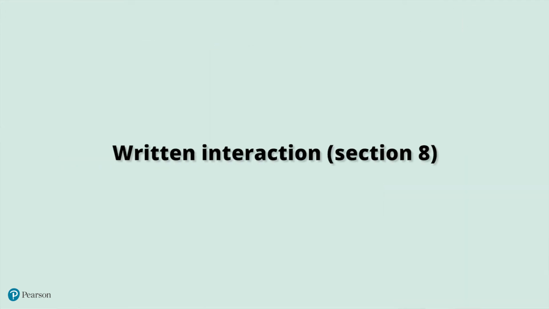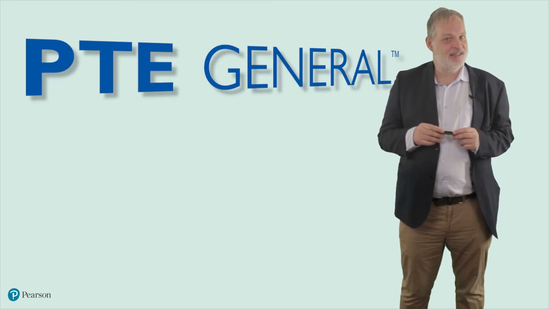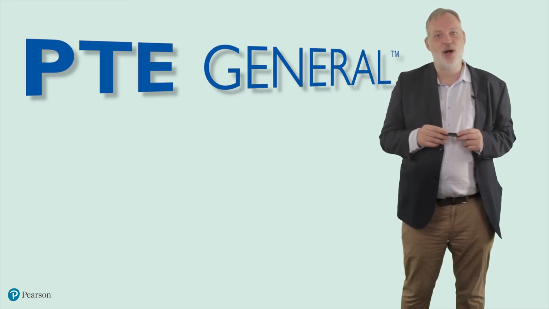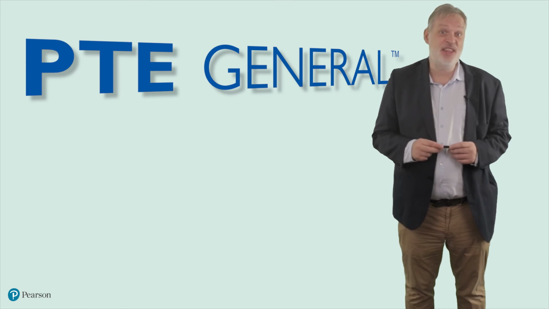In section 8 it's written interaction, and in section 9 it's written production. Let's look at the categories one by one. The first two are easy to apply and they do not require a lot of analysis. Meeting formal requirements: here a maximum of 2 points can be awarded. 1 point for writing within the tolerated word count for the task.